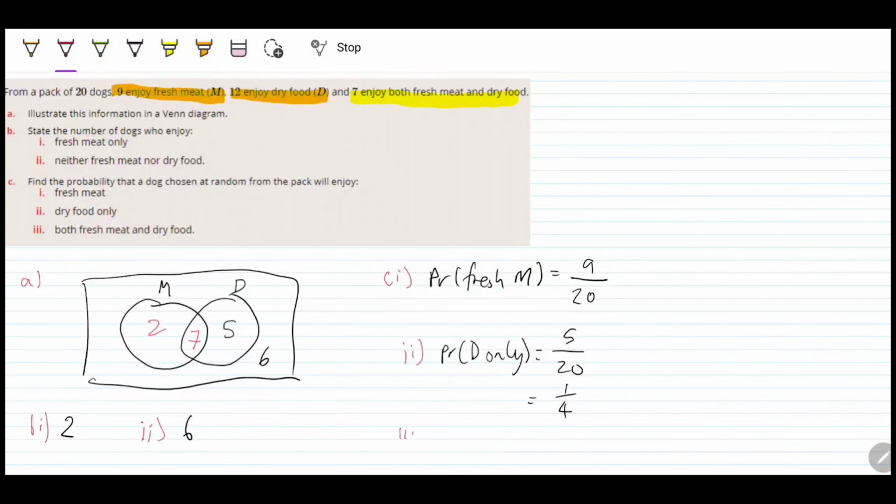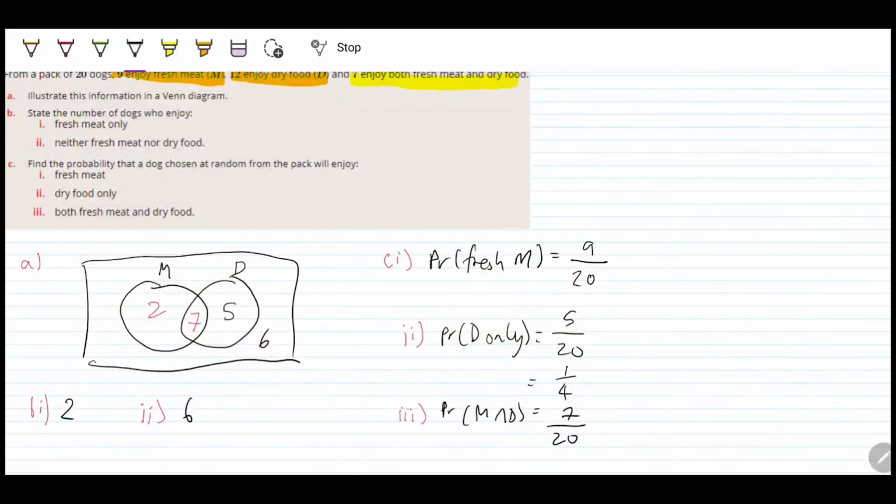In C(iii), this is asking us for both fresh meat and dry food. So the probability of fresh meat and dry food is going to be M intersect D, which will be 7 over 20.